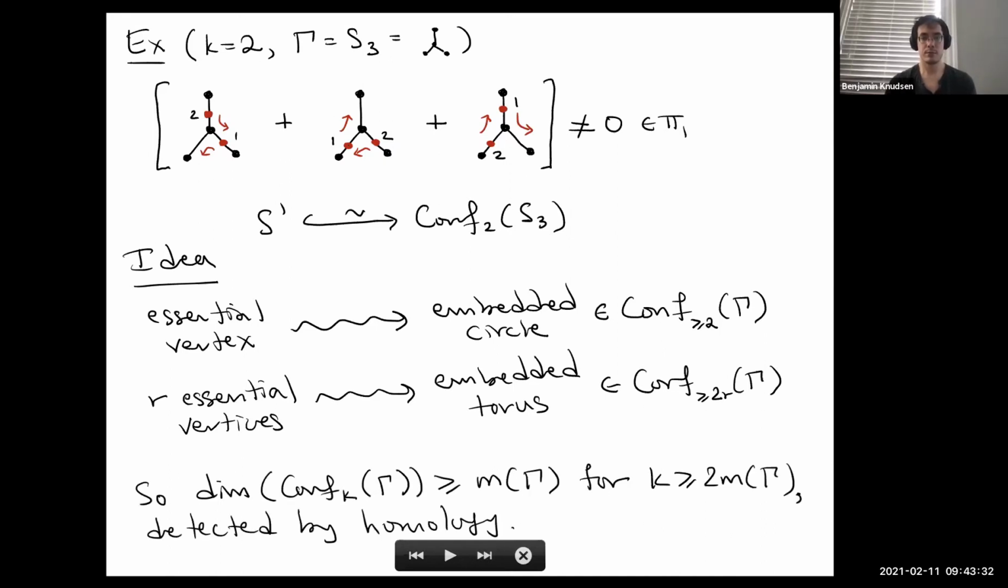So if you take this idea seriously, then you should believe that the dimension of the configuration space of k points is greater than or equal to the number of essential vertices, as long as you have enough particles to do this move. You have this embedded R-dimensional torus inside of your configuration space, and as it turns out, the push forward of the fundamental class of this torus is non-trivial in homology. And so that tells you that the dimension is at least that large.